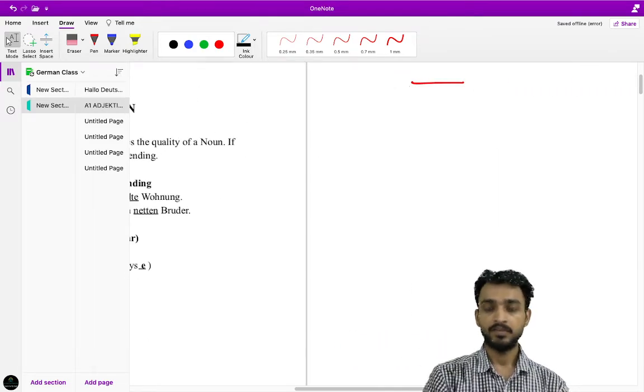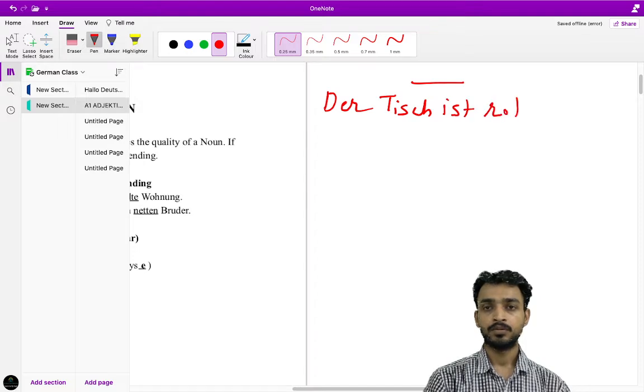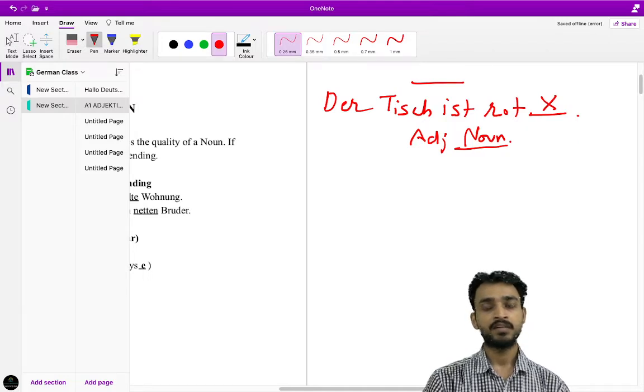I write: the table is red. So, der Tisch ist rot. This is okay. If there is a blank, we write a cross, because rot is an adjective and there is no noun. There must be a noun after the adjective. It means there is an adjective and after that there is a noun. Only then does it make sense. If the adjective is written at the end, you put a cross, no ending.